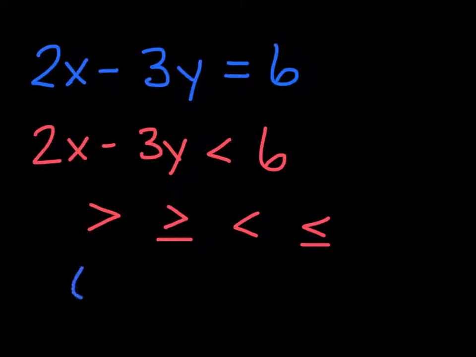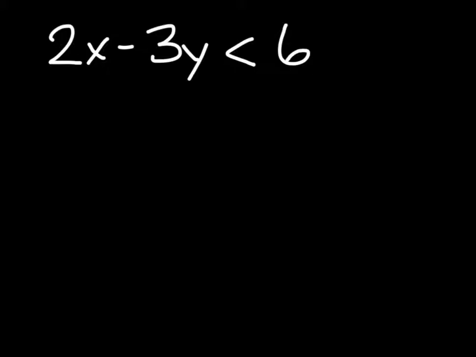An ordered pair (x, y) is a solution of a linear inequality if substituting the values of x and y into the inequality produces a true statement. Let's check solutions of this linear inequality: 2x minus 3y is less than 6.